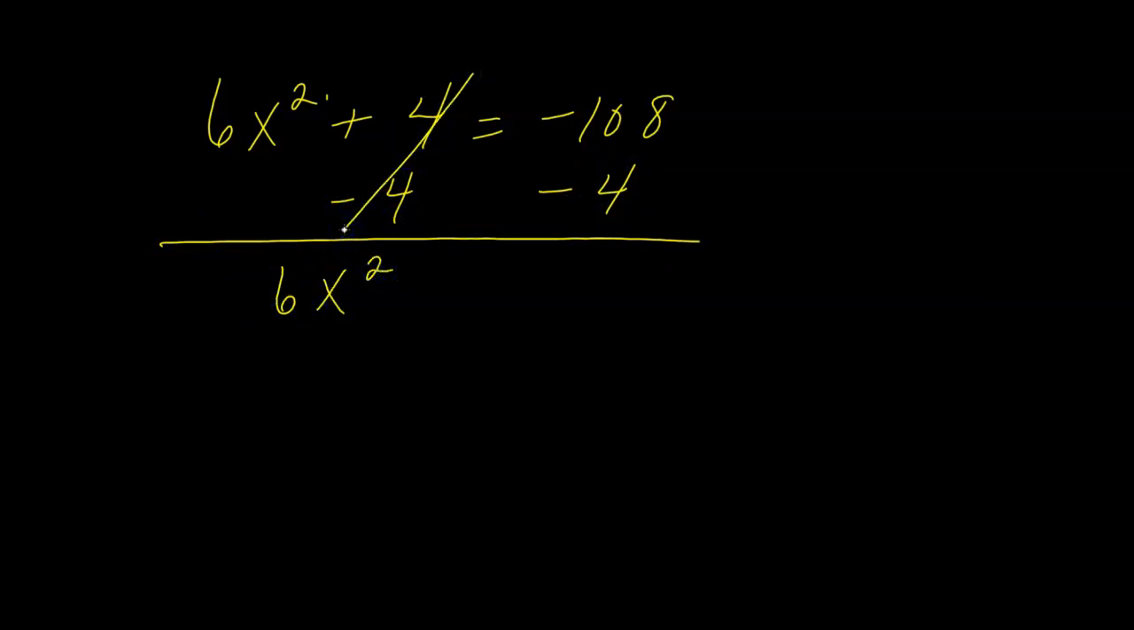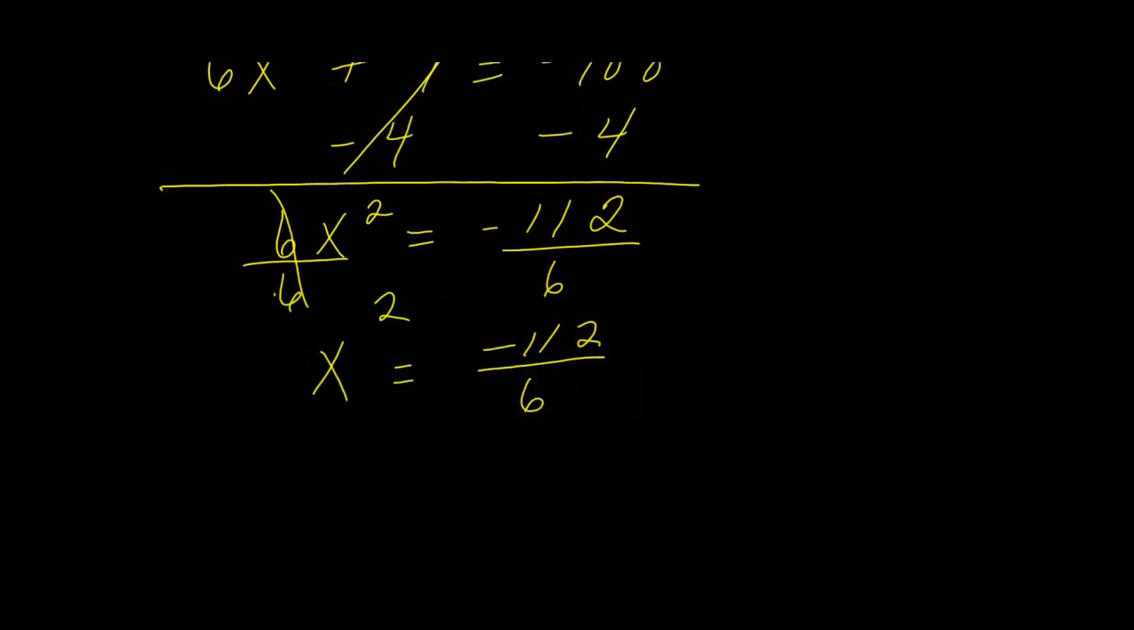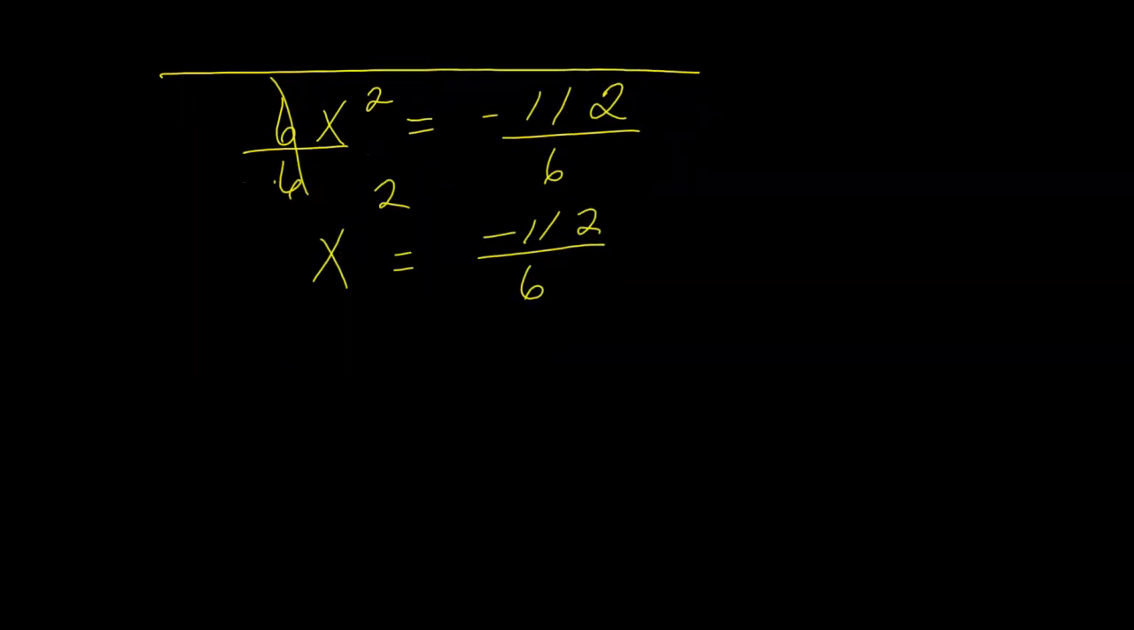Those 4s are going to cancel. And negative 108 minus 4 is negative 112. Divide by 6. The 6s are going to cancel. I'm left with x squared equals negative 112 over 6. And hopefully you can see that those two are both even numbers, so you want to simplify as much as possible.